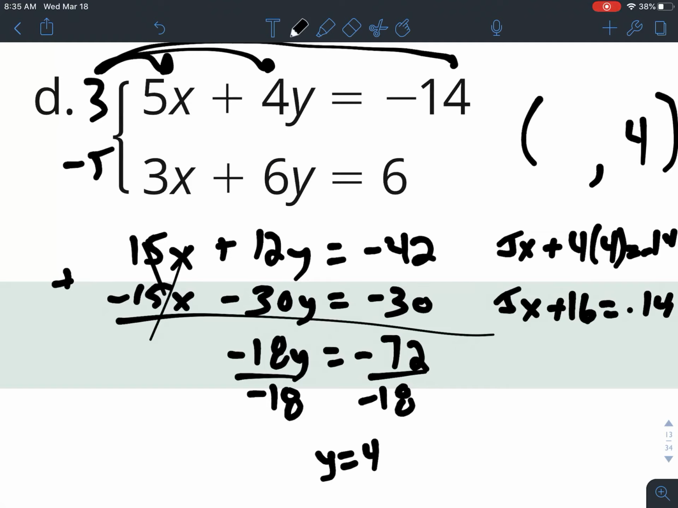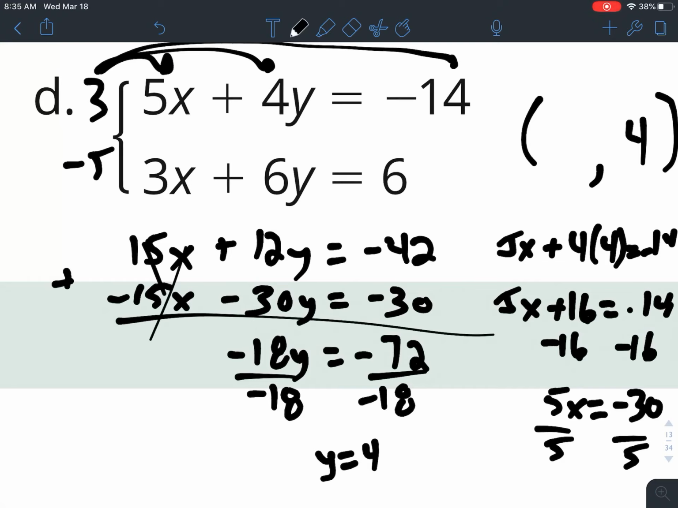If I can type. Move negative 16 on each side. 5x equals negative 30. Divide by 5 on each side. And x equals negative 6 is our final answer.